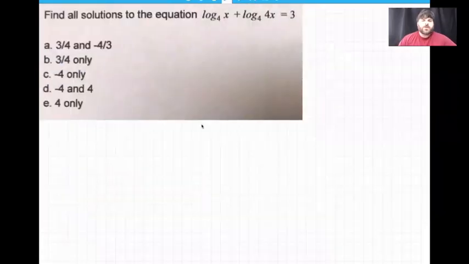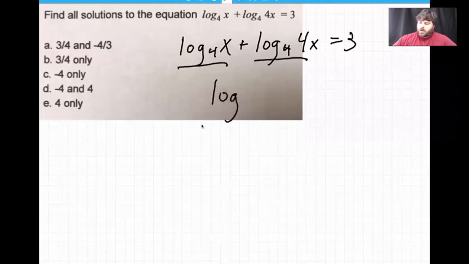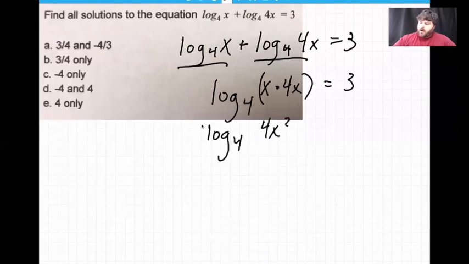All right, find all the solutions to the equation log base 4 of x plus log base 4 of 4x equals 3. All right, so we've got this log equation here. We need to combine our logs together, and then we're going to spiral out of this. So remember, I can combine two separate logs into one log, just remembering that if they're added together, I multiply the parts. So x times 4x equals 3. Now remember, that just simplifies to be 4x squared.